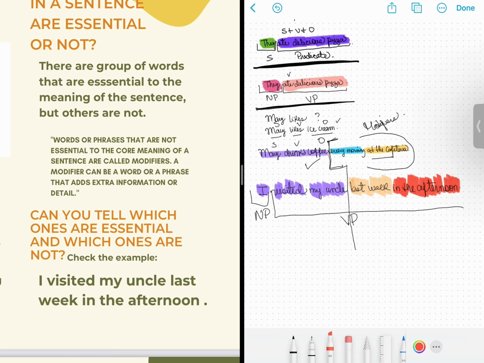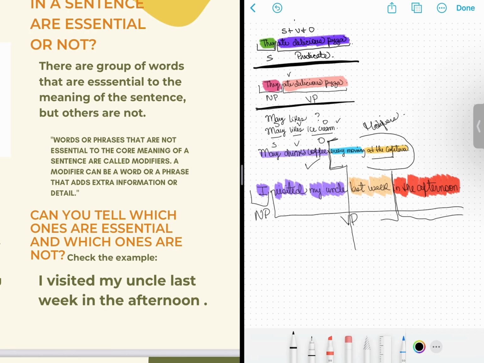You have to pay attention to this, because I asked you about different constituents. Different constituents can be a word or a phrase. But after this, I visited my uncle. After this sentence, you have to read. You have to do the parsing. Last week is giving me some information. In the afternoon is giving me another information. So you have to pay attention and read the sentence carefully in order to analyze it.